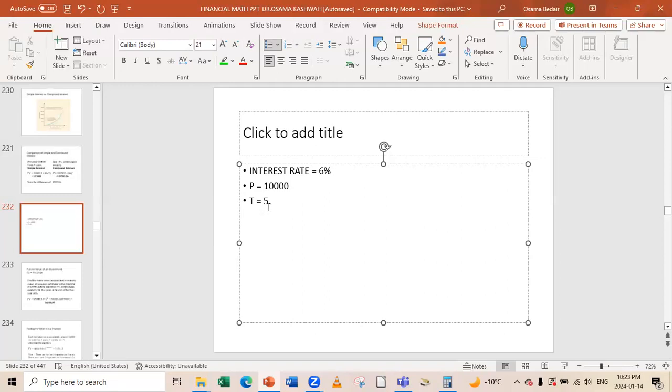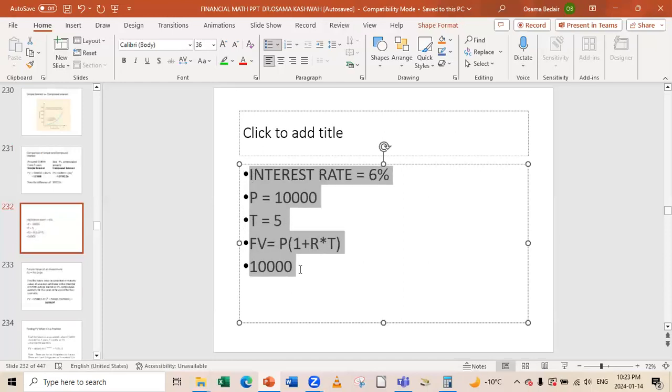I think it's very simple, we will get the future value now because we know this from before. Future value equals the principal P multiplied by 1 plus R times T. T is the duration, R is the interest rate. When we apply this, it will be 10,000, then open a bracket, 1 plus R. The R is 6%, 0.06, multiplied by time, 5 years.